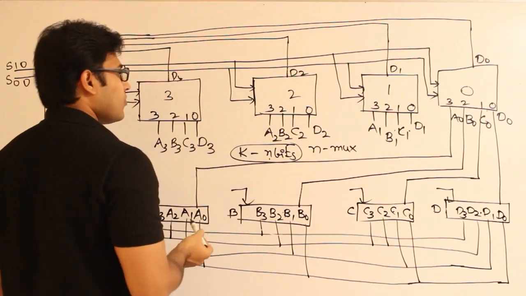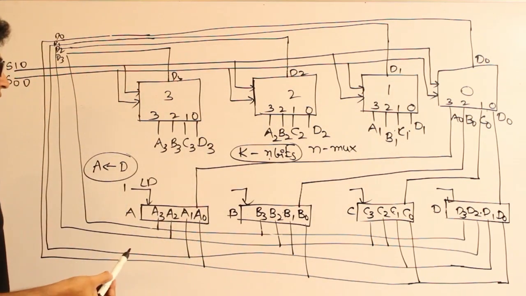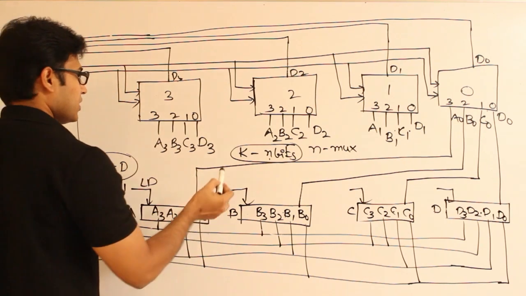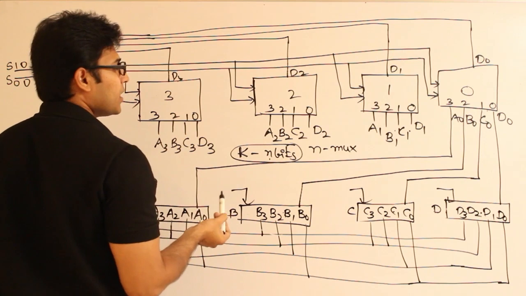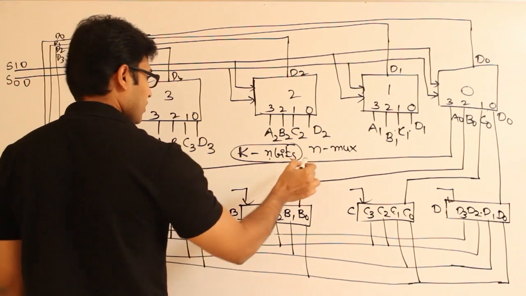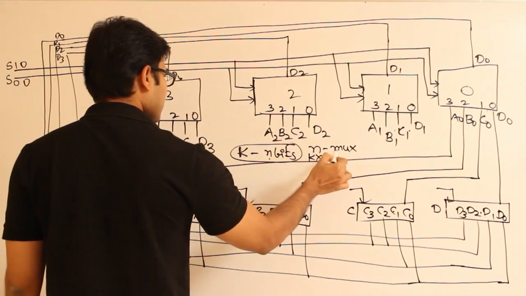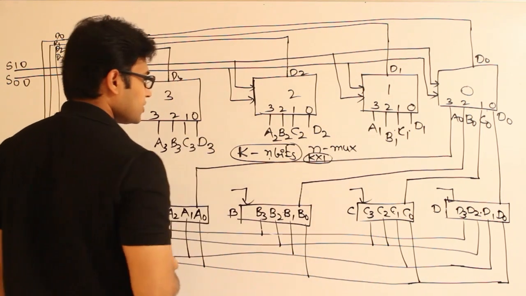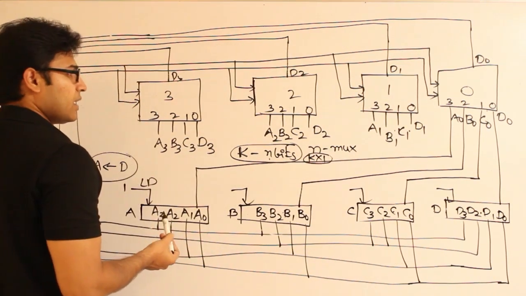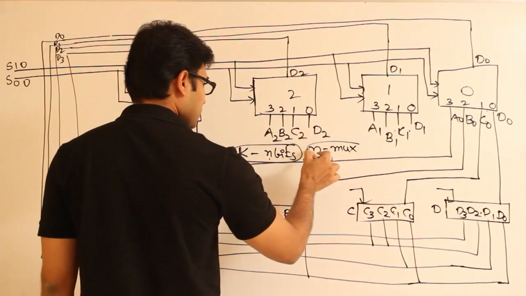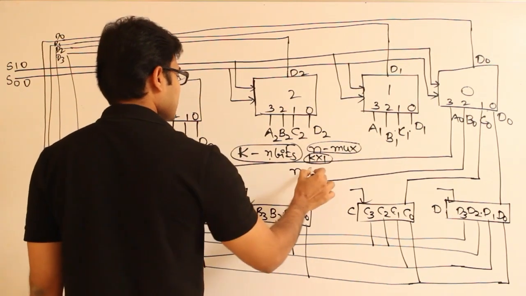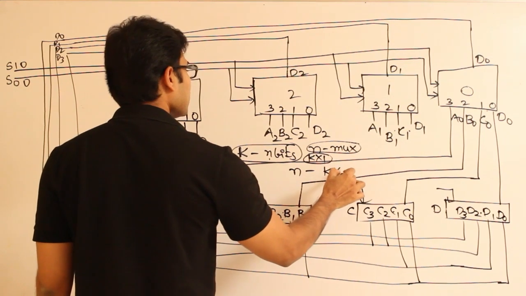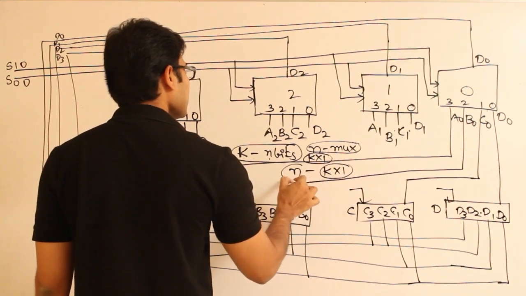And then what should be the size of the multiplexer? Each multiplexer is going to take 1 input from every register. Therefore we need a k by 1 multiplexer. Size of each multiplexer should be k by 1, and the number of multiplexers required should be n. So we need n multiplexers, each of size k by 1, in order to implement the bus here.